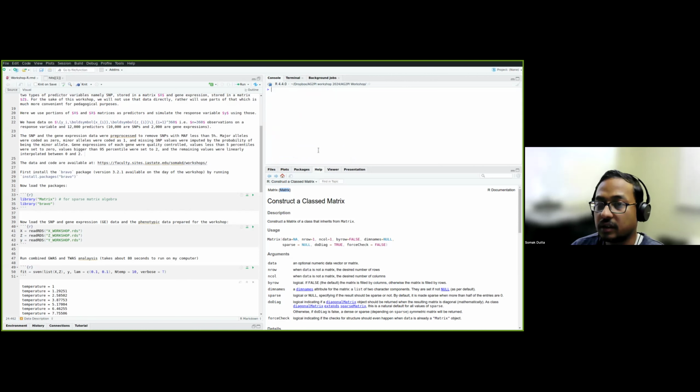In this case, the major allele is coded as 1 and the minor allele is coded as 0, so you see more 1s than 0s. If you simply take 1 minus S, then it flips it, right? So it codes the minor allele as 1 and the major allele as 0.